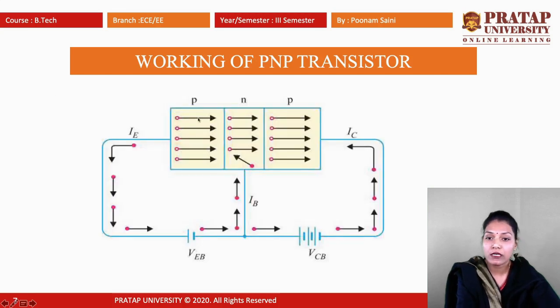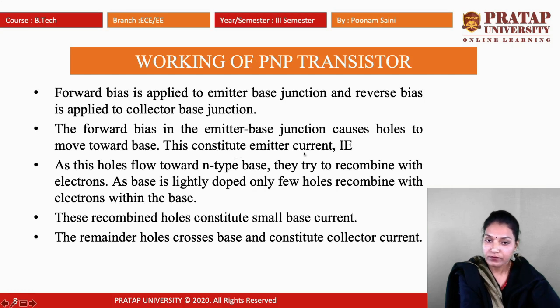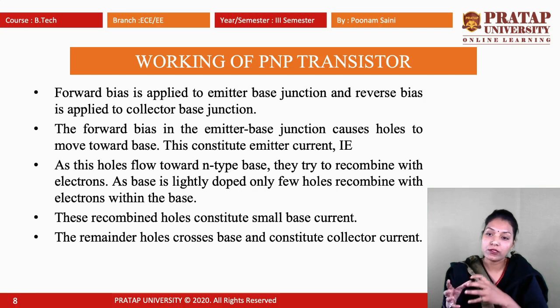So in this, holes are going to move towards the base. Similarly, this is forward bias and this is reverse bias, but in this, holes are moving towards the base. As the holes flow towards the n type, the forward bias in the emitter causes the holes to move towards the base, and this move from emitter to base causes the emitter current, that is IE.